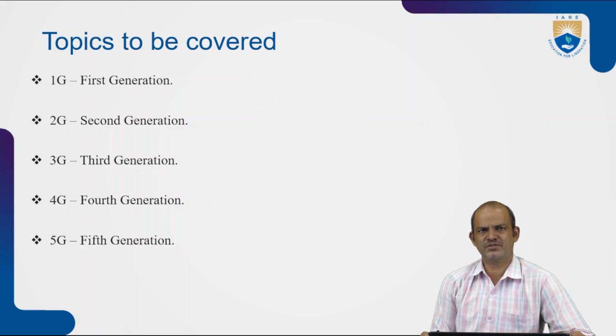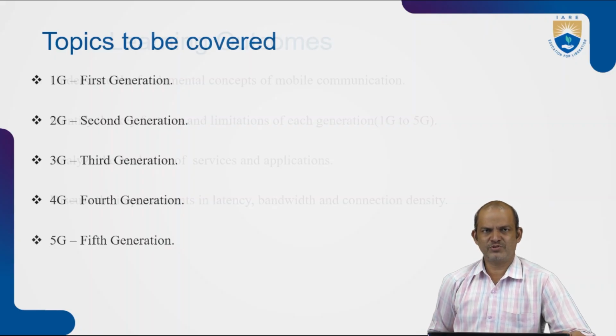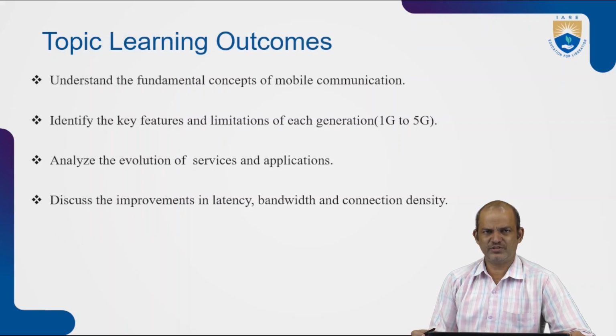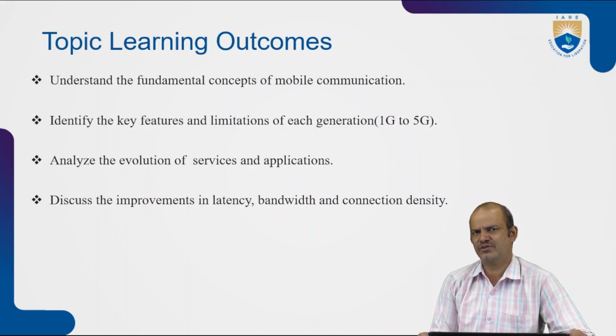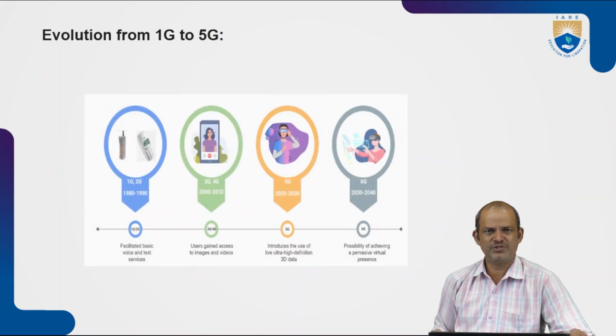Now we are in the 5G communications. These are the topic learning outcomes. Understand the fundamental concepts of mobile communication at the time of starting. Identify the key features and limitations of 1G to 5G. Analyze the evolution of services and applications. Discuss the improvements in latency, bandwidth, and connection density. Evolution from 1G to 5G.